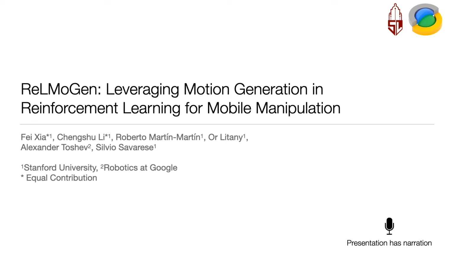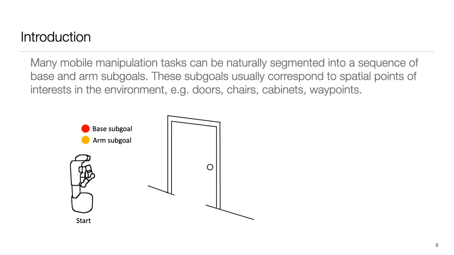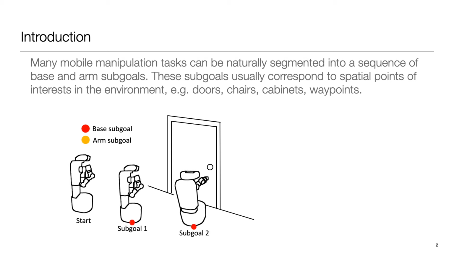We present ReLMoGen, leveraging motion generation in reinforcement learning for mobile manipulation. Many real-world mobile manipulation tasks can be naturally segmented into a sequence of base and arm subgoals. For example, the door opening task can be segmented into a few base subgoals for the robot to approach the door and an arm subgoal to push the door open.